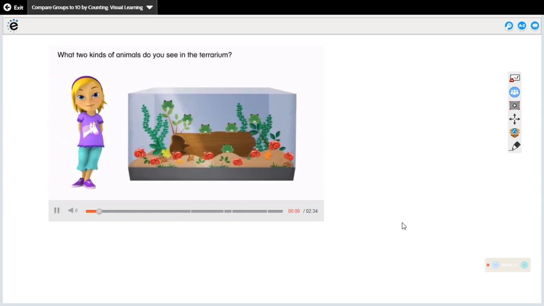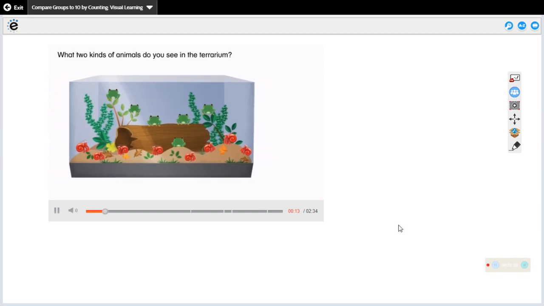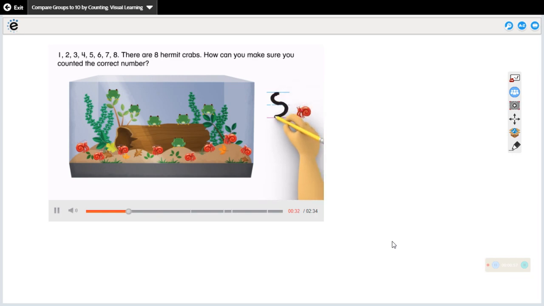What two kinds of animals do you see in the terrarium? There are hermit crabs and tree frogs. How many hermit crabs do you see? 1, 2, 3, 4, 5, 6, 7, 8. There are 8 hermit crabs.